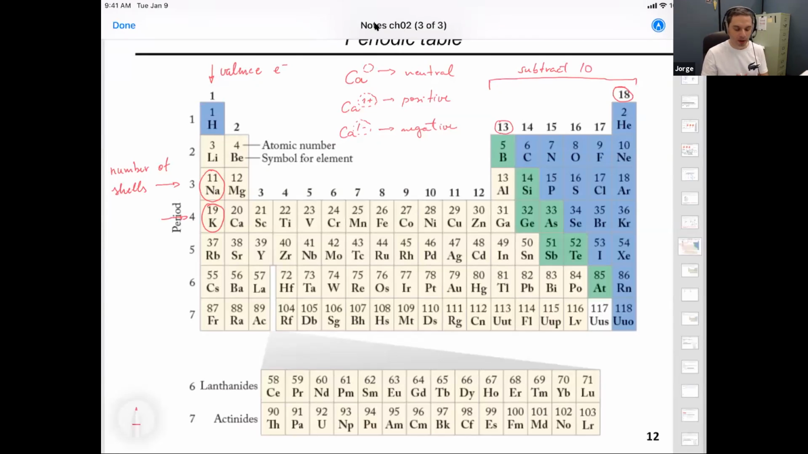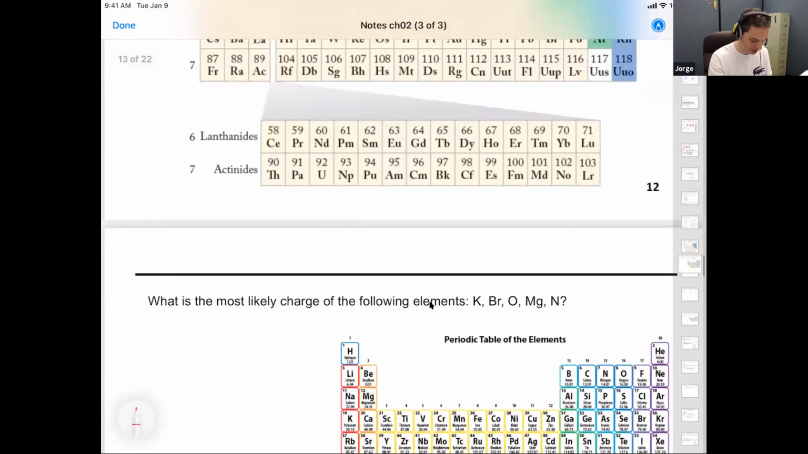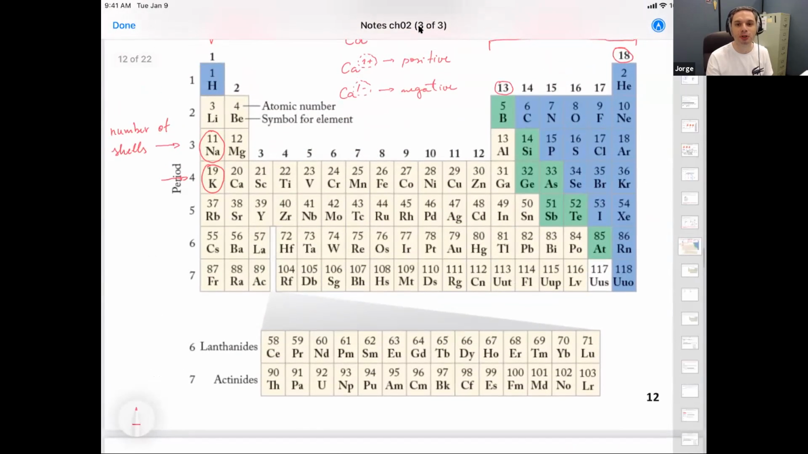Okay, so right now we are at a very, very good point that we can determine a lot of properties just looking at the element and locating it in the periodic table. So let's move on. Okay, so let me switch screens here.